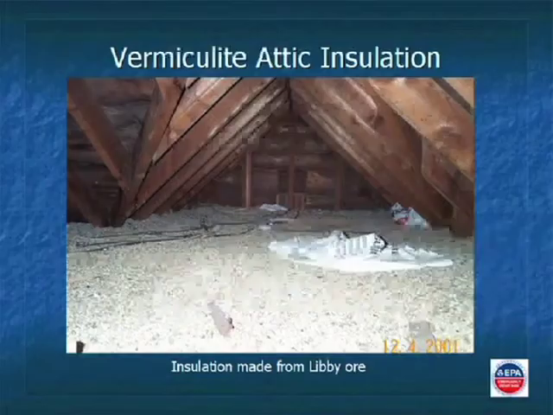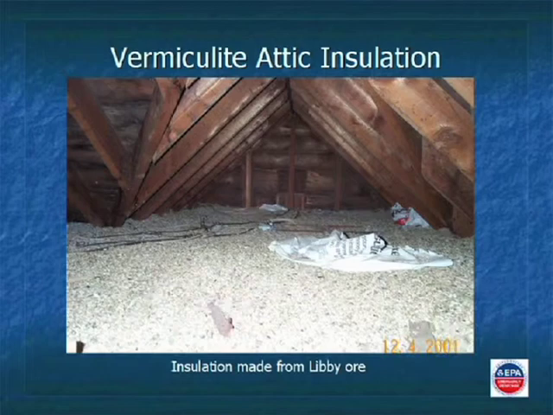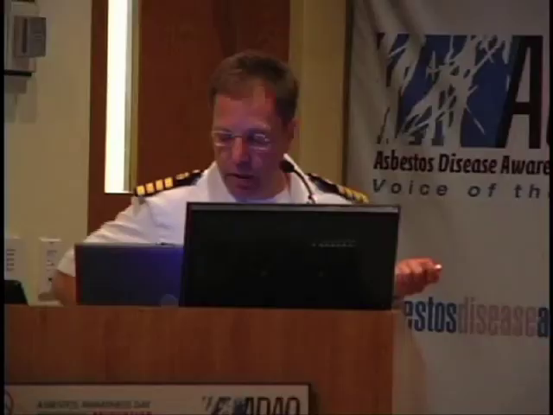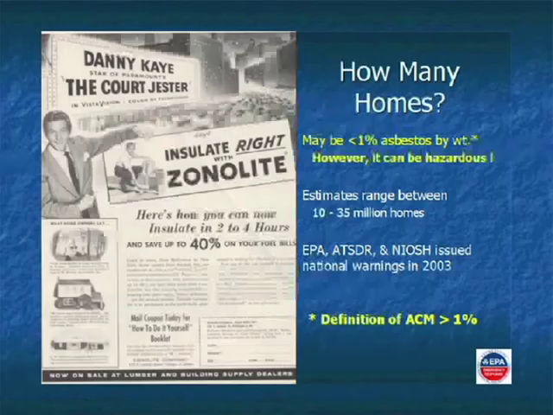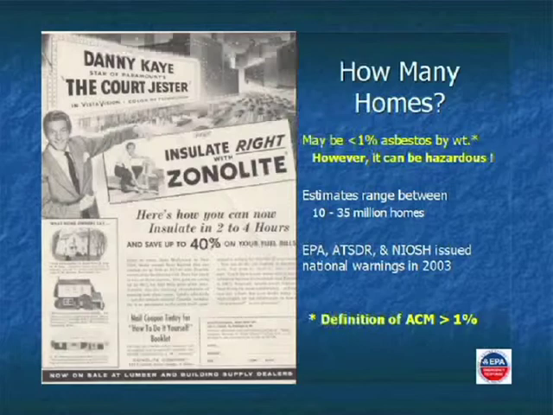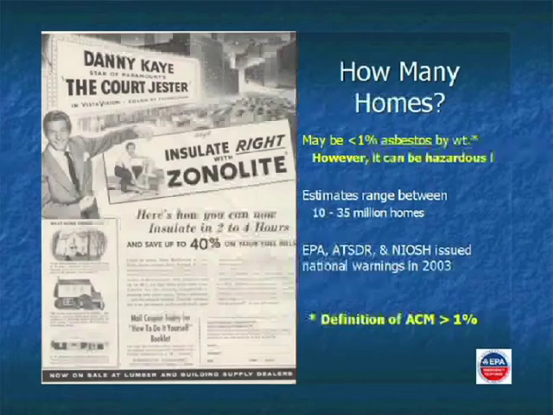Vermiculite insulation is one of the products that we've been intimately involved with in Montana, with the Libby situation. This was used in attics throughout the country. It has small amounts of asbestos in it. Here's a picture of Danny Kaye being used to advocate the use of Zonolite attic insulation, which was filled with a small amount of asbestos.